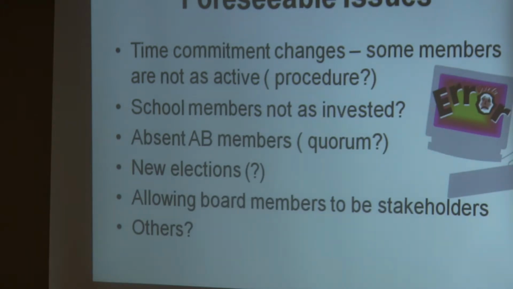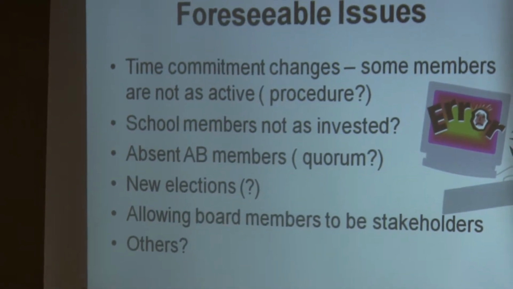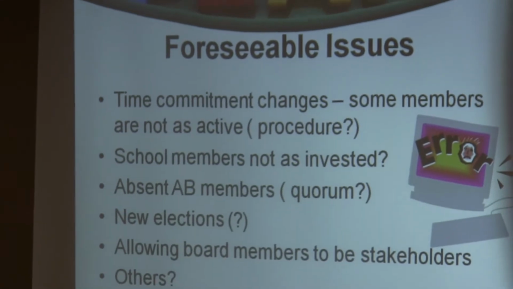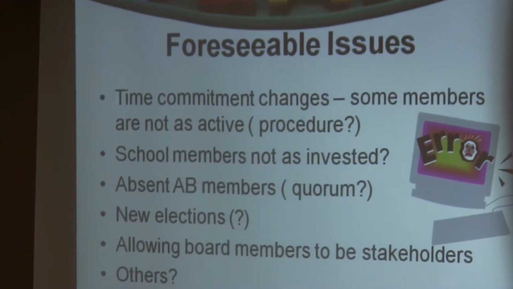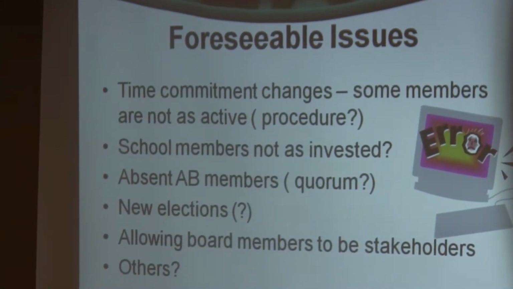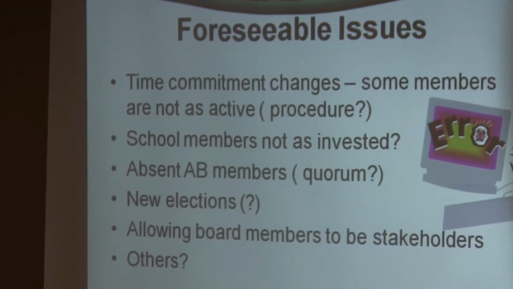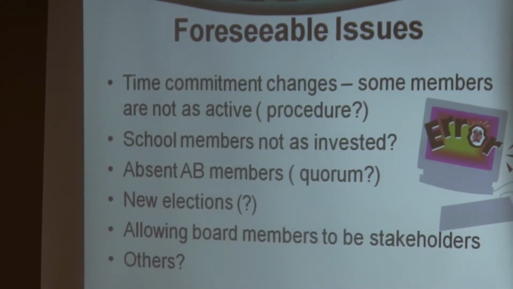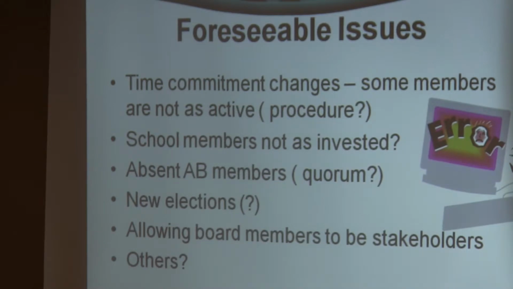So what are some foreseeable issues? I know everyone had this question, right? What are some issues that come with this? The time commitment changes. Someone takes on a new position. They can no longer make the time commitment to be your advisory board. So what do you do? That's where your bylaws come into play.